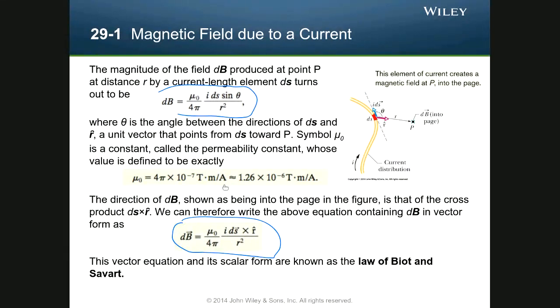One of the interesting things we can see here is that we want to relate this permeability back to our permittivity of free space. So recall that we had k for electric forces equal to 1 over 4 pi epsilon naught, and this epsilon naught was the permittivity of free space. Yes, Tesla meters per ampere.